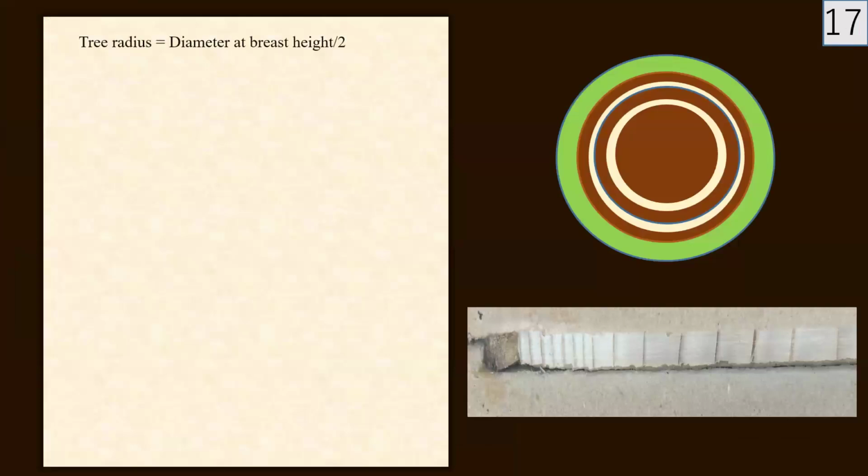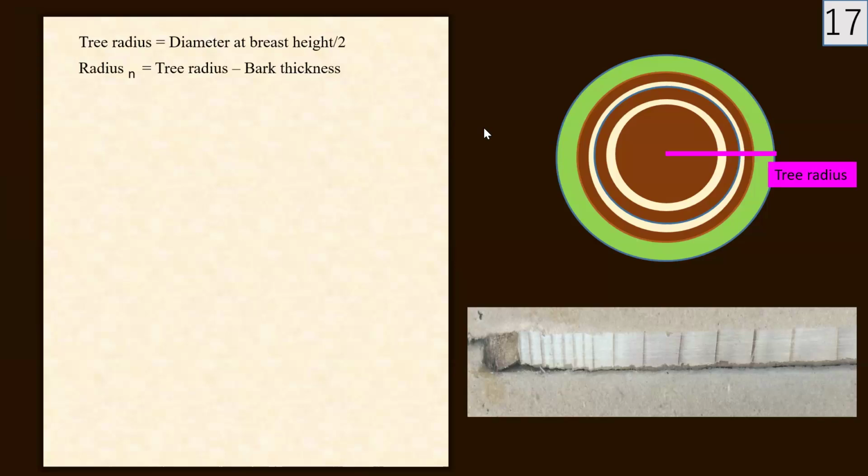After marking the tree rings, we calculated the tree drought indices. I'll tell you how we calculated the drought indices. First, we already had the tree radius, that is diameter at breast height divided by 2. We took the diameter using a measuring tape. If you consider this as a cross section of a tree, the pink one shows the tree radius.